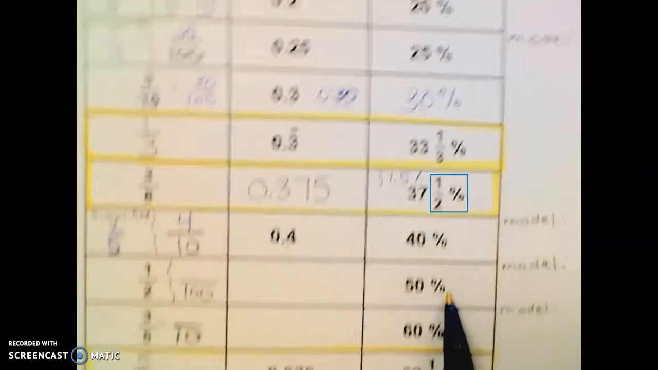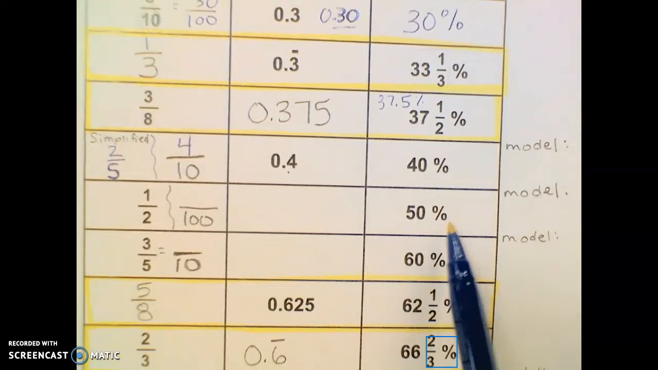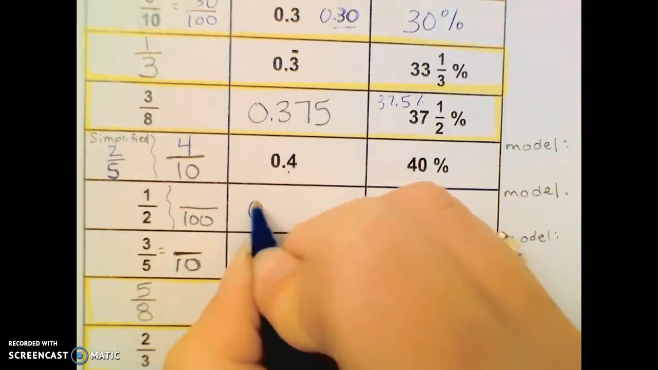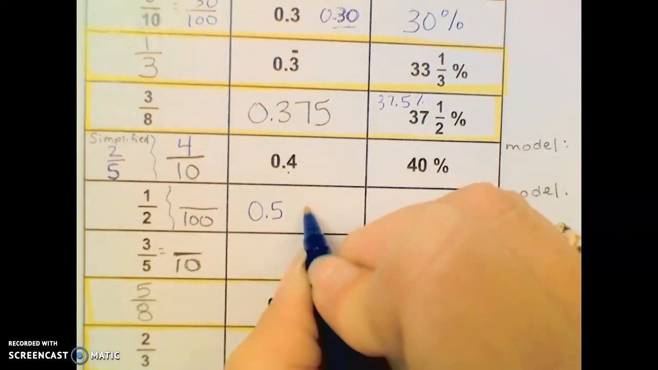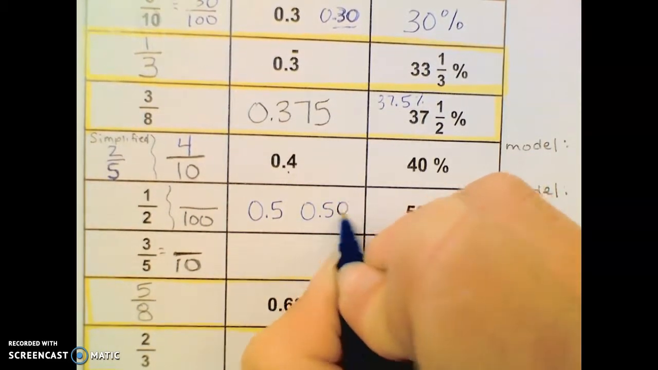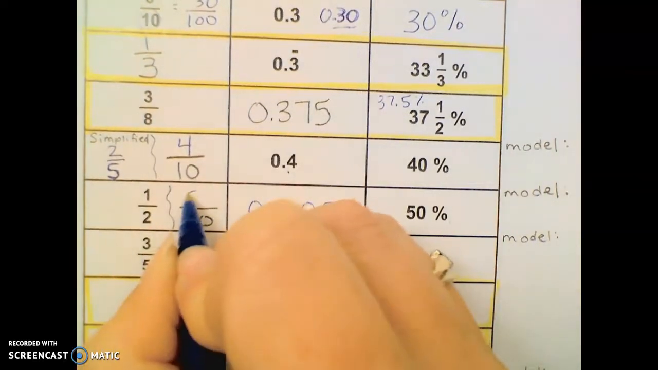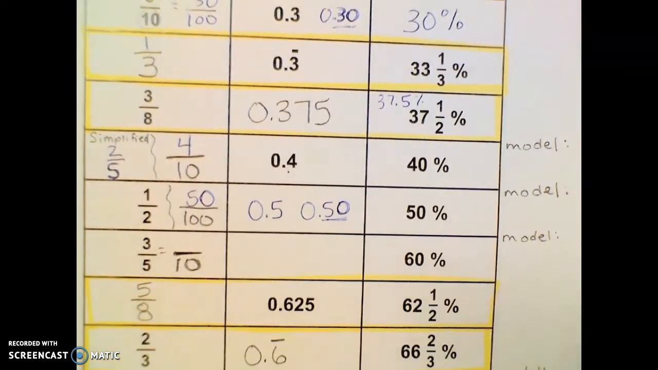1/2 is probably the most common benchmark that we use, and we're pretty good at it. 50%, which would be the same as 0.5 or 0.50. Again, we can connect this to money. 0.50 is like 50 hundredths, 50 cents out of $1.